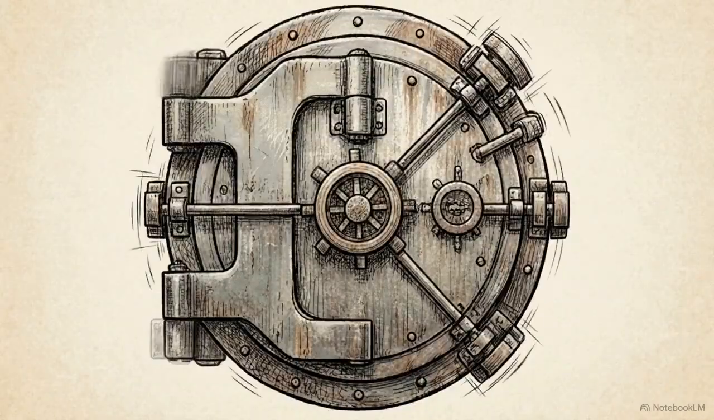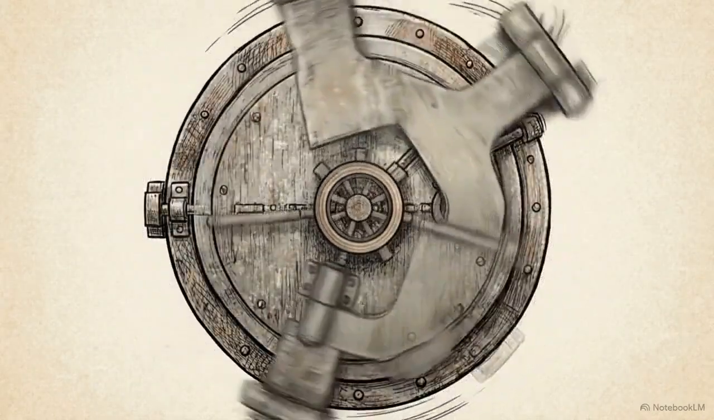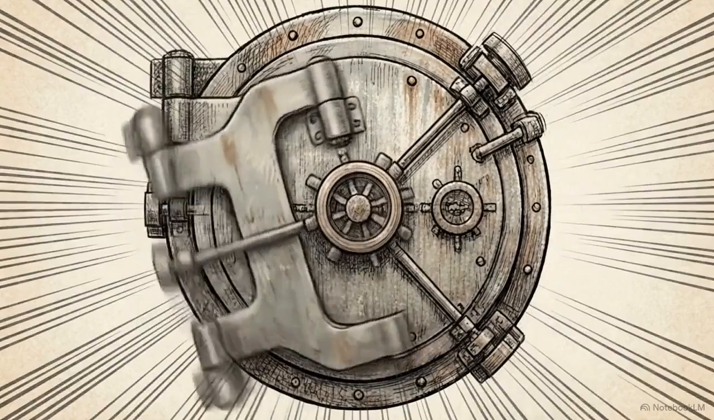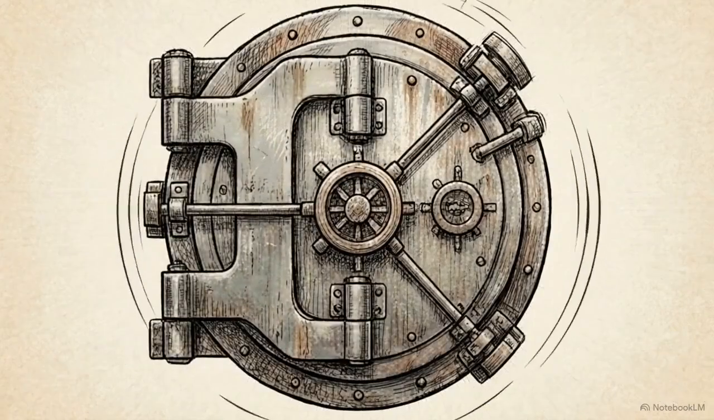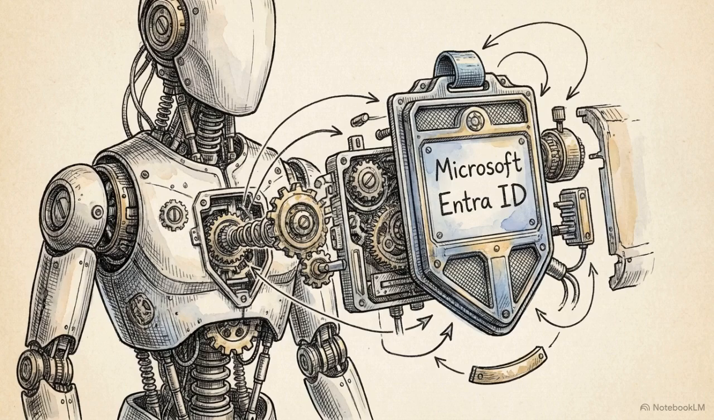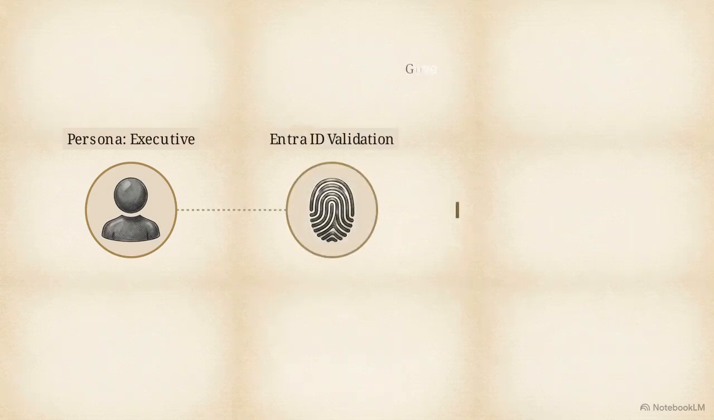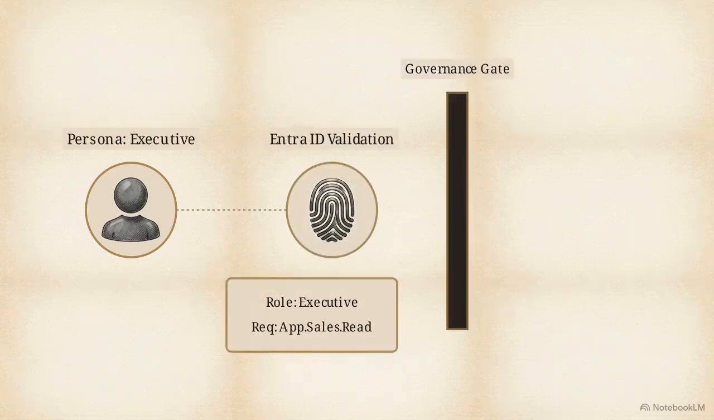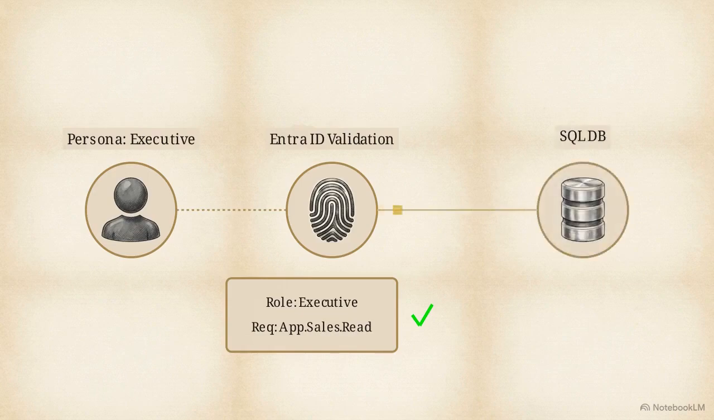Even with perfect routing, we must guarantee that an agent is restricted at the network and identity levels from accessing data outside its approved scope. Layer 4 shows the mechanism for contextual lockdown. We separate the AI reasoning engine from the enterprise database. We utilize Microsoft Entra ID to assign specific managed identities to each domain agent, locking them to a strict permissions profile. During the routing phase, the orchestrator intercepts the user's role-based persona. It validates their security clearance against the Entra ID claims before SQL execution.